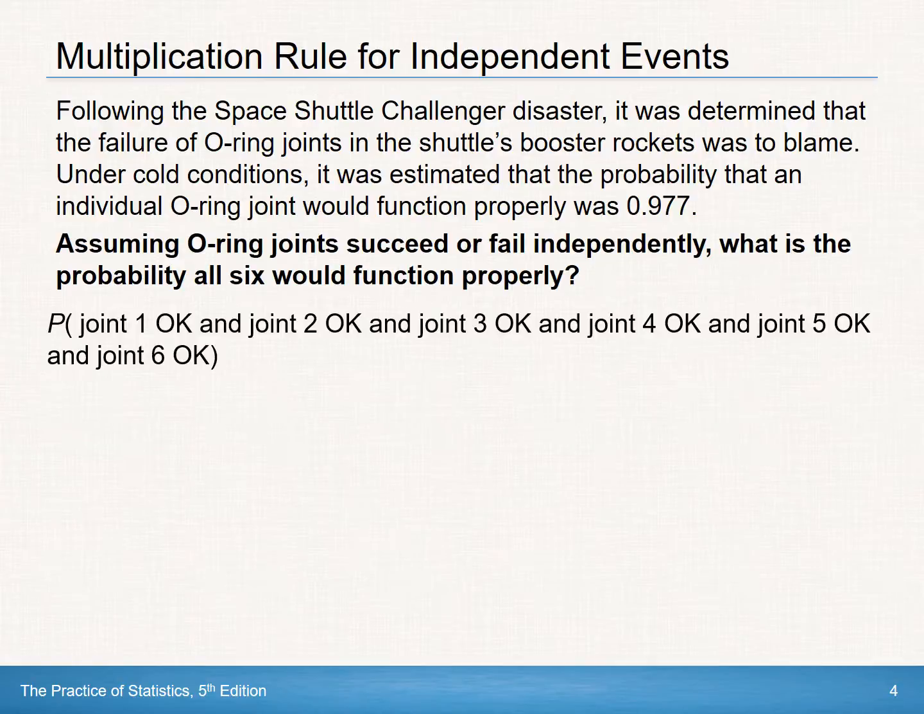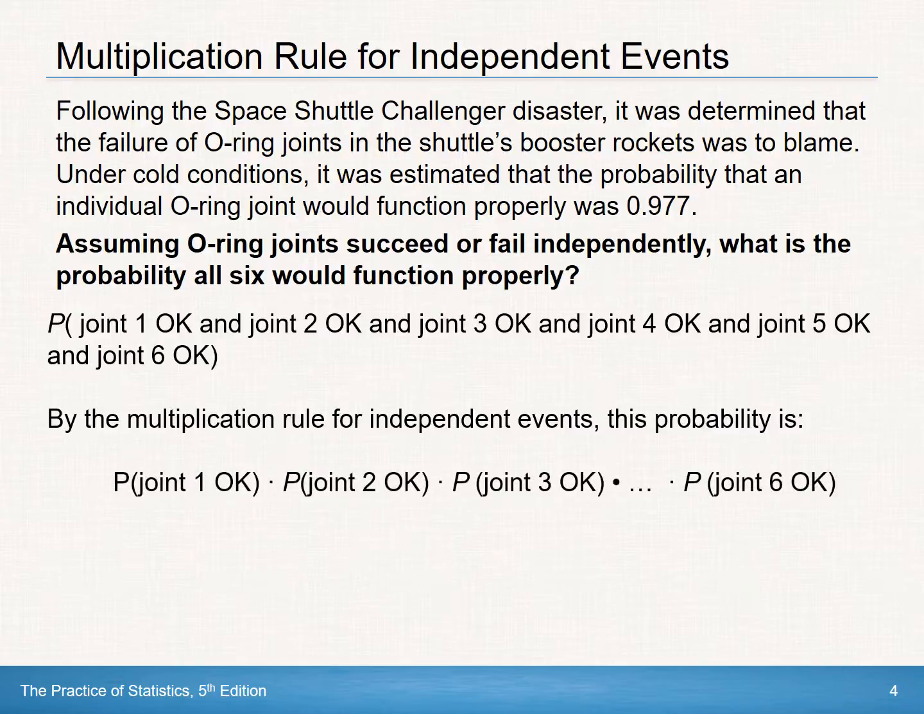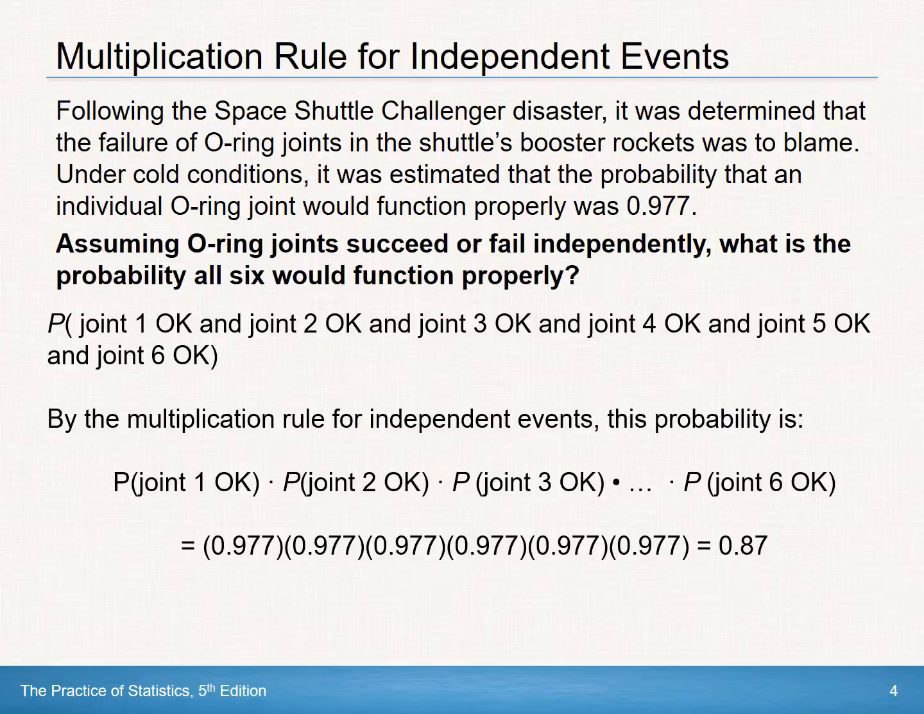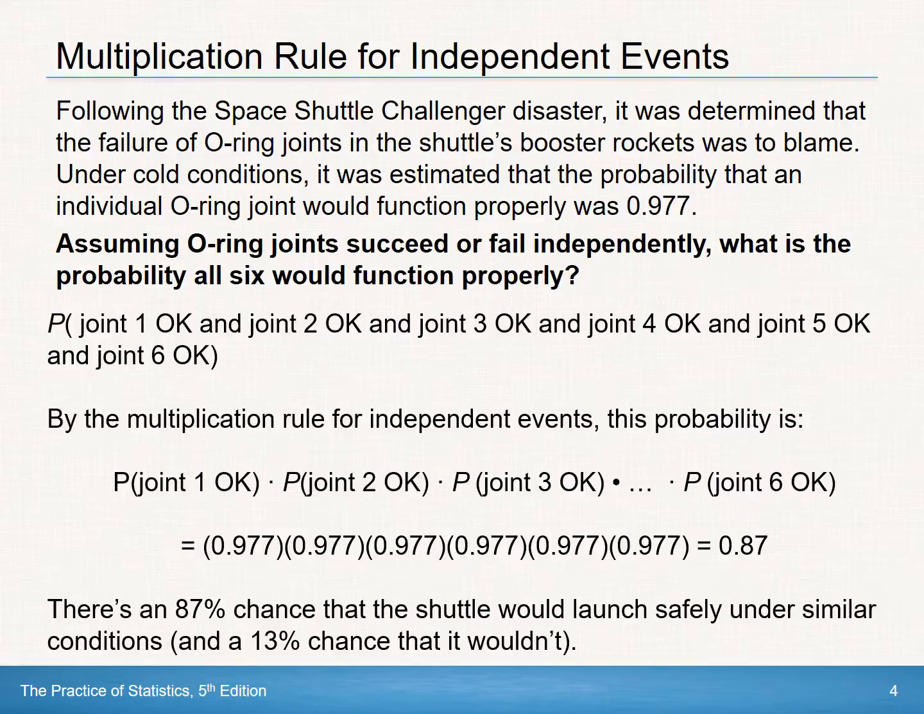Since they're independent, we're really finding the probability that joint 1 was good, and joint 2, and joint 3, joint 4, joint 5, and joint 6. Since they're all independent, we can just multiply those individual probabilities together. Since each O-ring has a 0.977 probability of being good, there's an 87% chance, 0.87, that the shuttle would launch safely under similar conditions. And there's a 13% chance that it wouldn't.